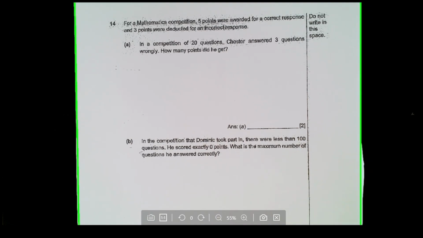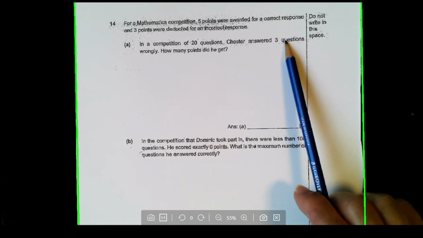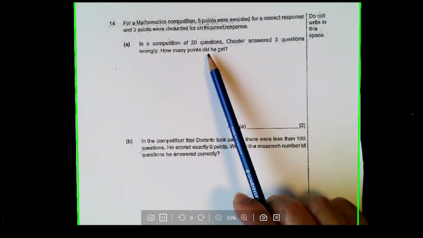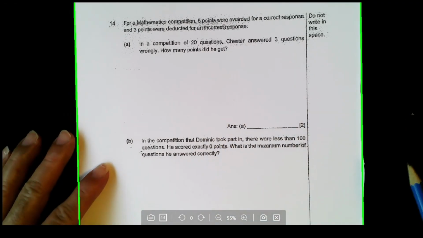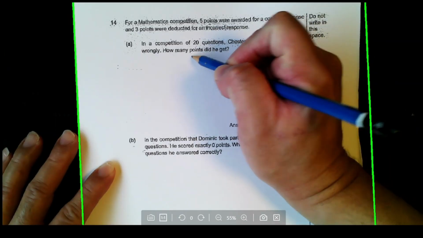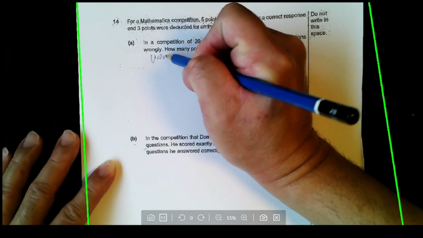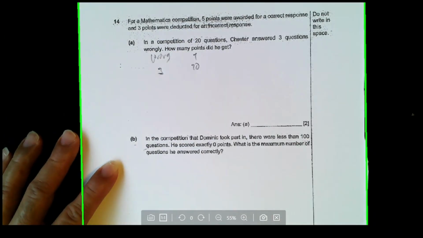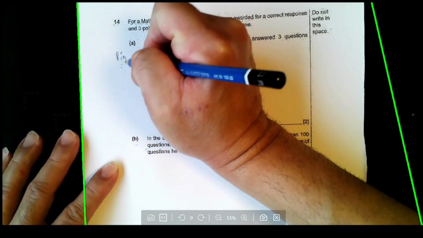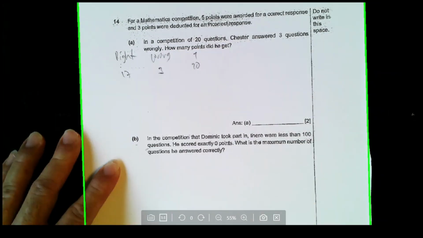Okay. In a competition of 20 questions, Chester answered 3 questions wrongly. So how many points did he get? Okay, so if the total is 20 and he got 3 wrong, how many did he get right? 20 minus 3, 17, okay?